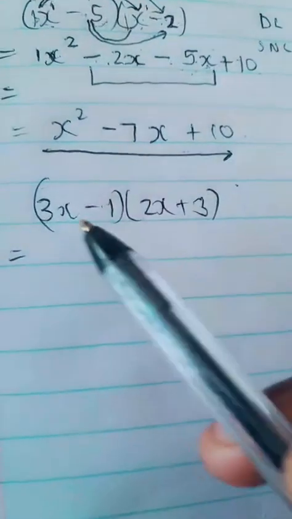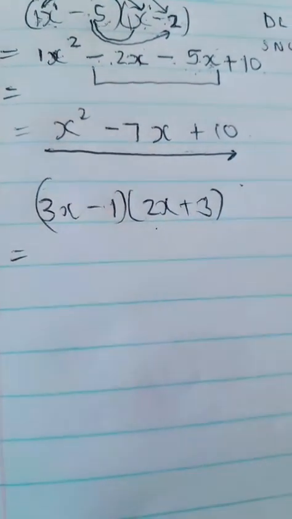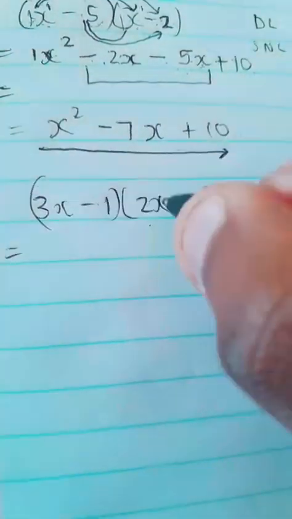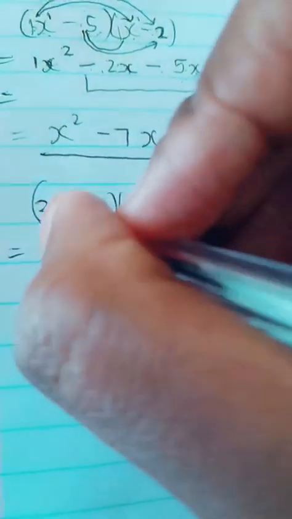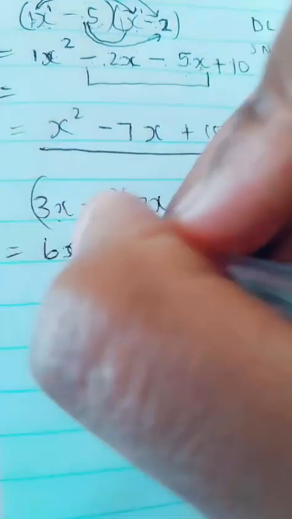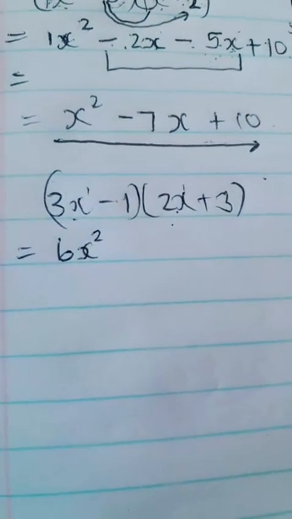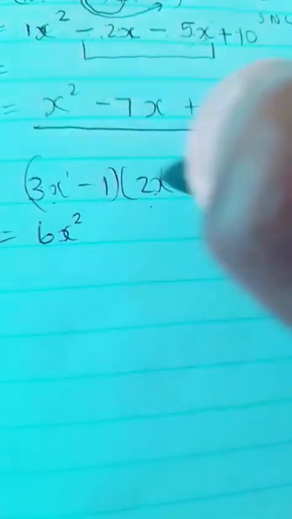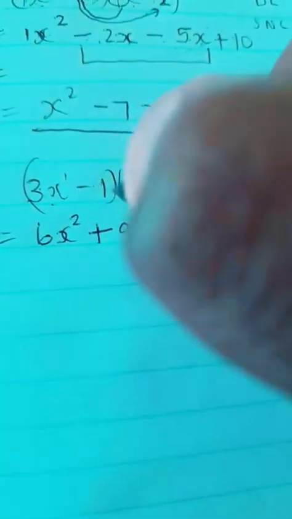Sign, number, letter. 3x times 2x in your head. Sign: positive times a positive is positive. 3 times 2 is 6. x times x: keep the base, you add the exponents, 1 plus 1, so 6x squared. Done. 3x times positive 3. Sign, number, letter: positive times a positive is positive. 3 times 3 is 9. x next door to the 9.